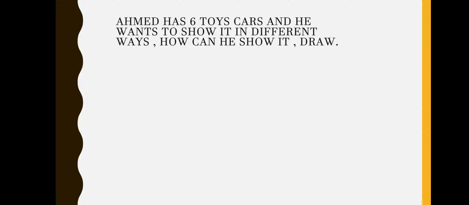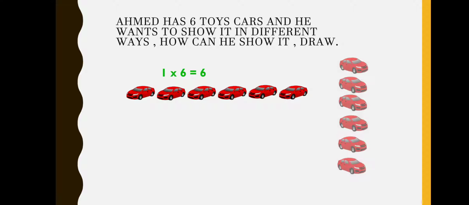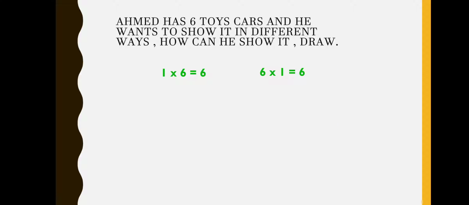Draw. Okay, so he has 6 cars and if we want to draw it, we can draw it like this way. So here we have one row and 6 columns. So it's 1 times 6, which equals 6. Or we can make them like this. I can make them 6 rows and 1 column. So it's 6 times 1, which equals 6.